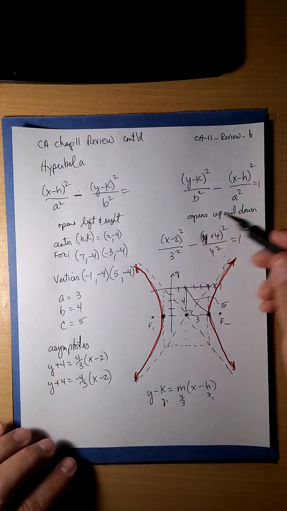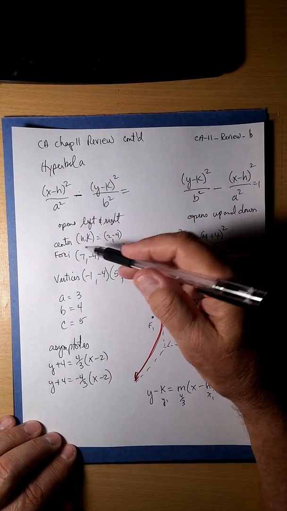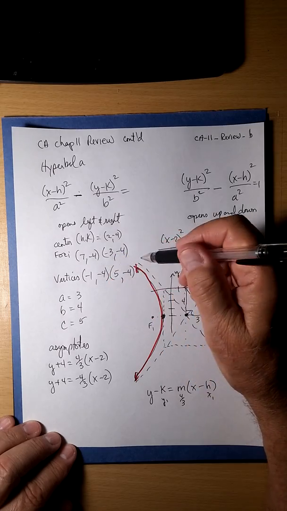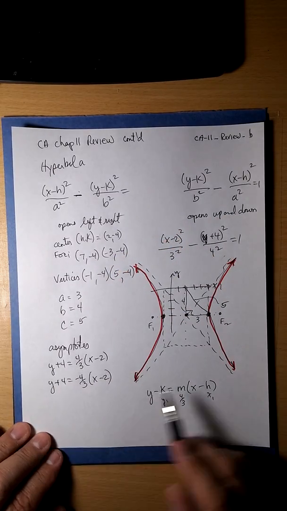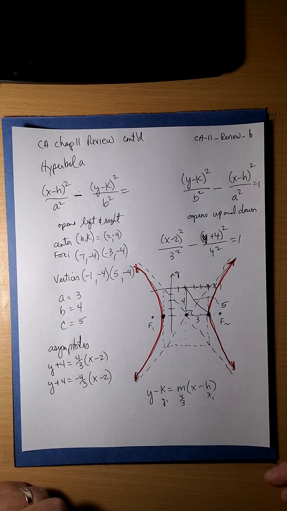So it opens left and right. The center is the 2, negative 4, the foci, the vertices, a, b, and c, and the asymptotes, and the graph. Pretty cool.